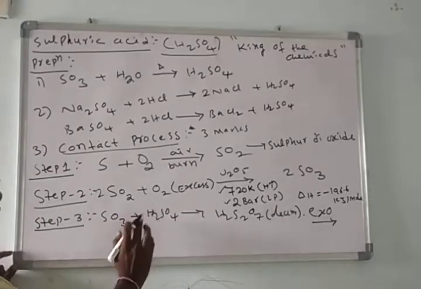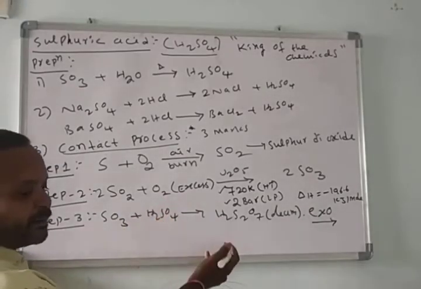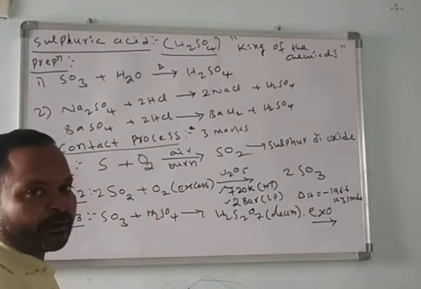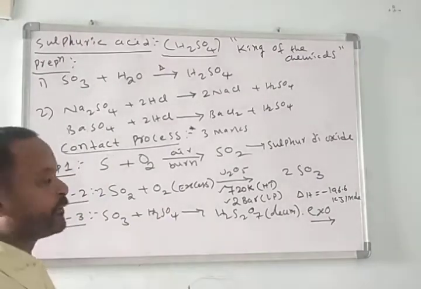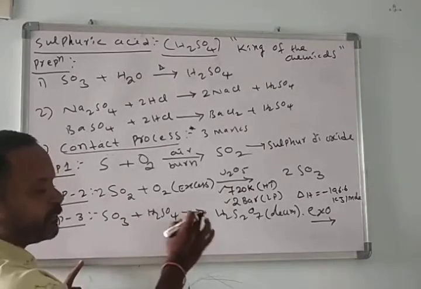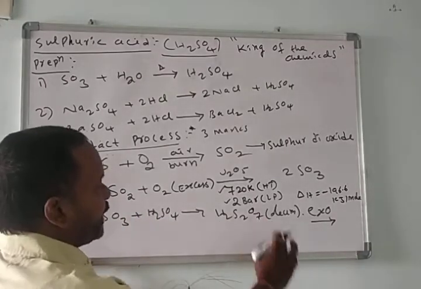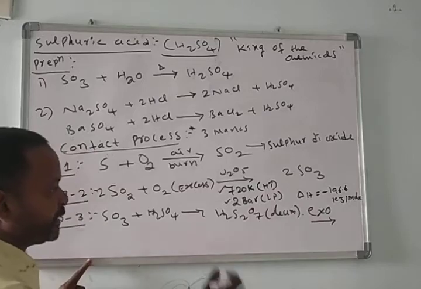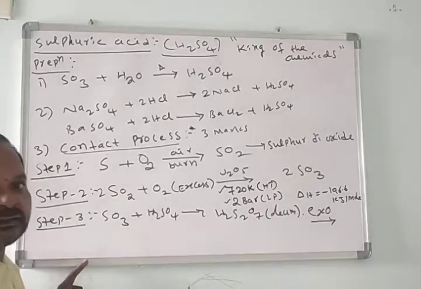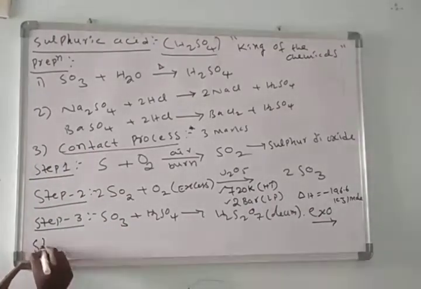Okay, third step: sulfur trioxide is dissolved in sulfuric acid. In that sulfuric acid, the sulfur trioxide dissolves and forms H2S2O7, that is oleum.